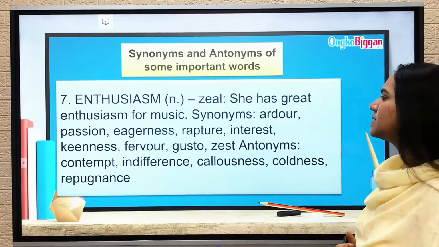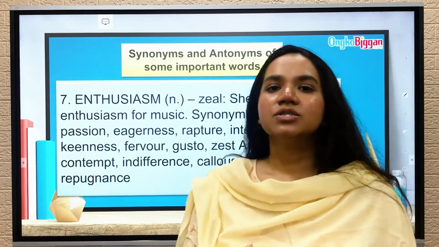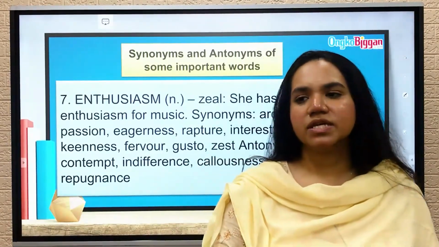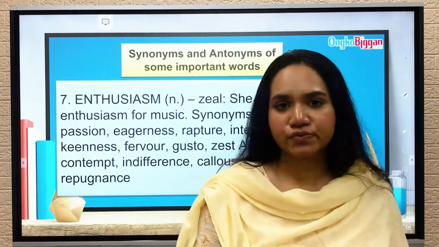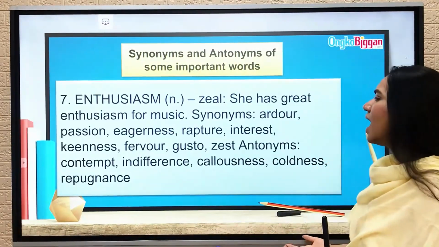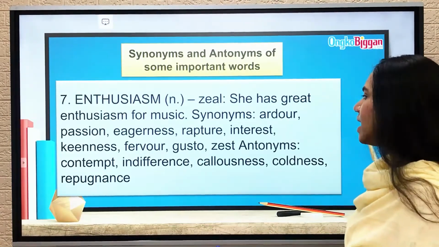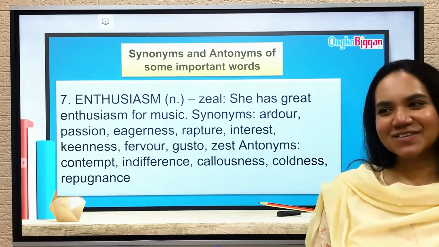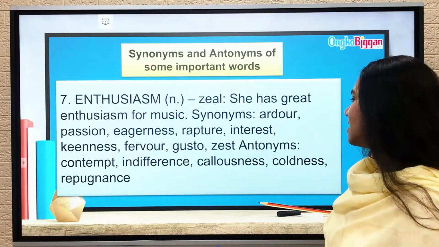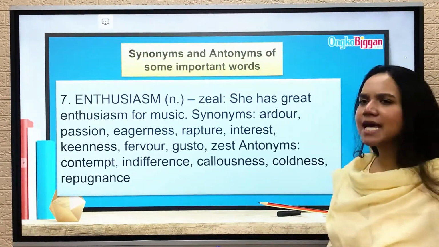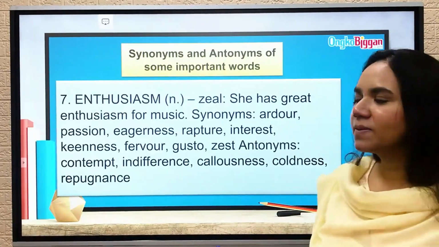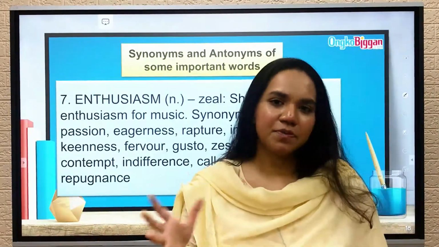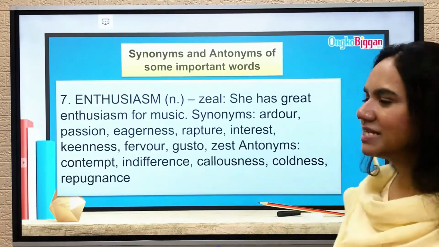So a sentence can be, she has great enthusiasm for music, means that she is very much into music. She has a lot of passion, a lot of drive, a lot of creativity and she wants to improve herself. Synonyms are ardor, passion, eagerness, rapture, interest, keenness, fervor, and gusto. That's a very nice word, right? Gusto. And also zest. Antonyms are contempt, indifference, callousness, coldness, repugnance, meaning that if I am repugnant, I am less interested about that particular task or activity.